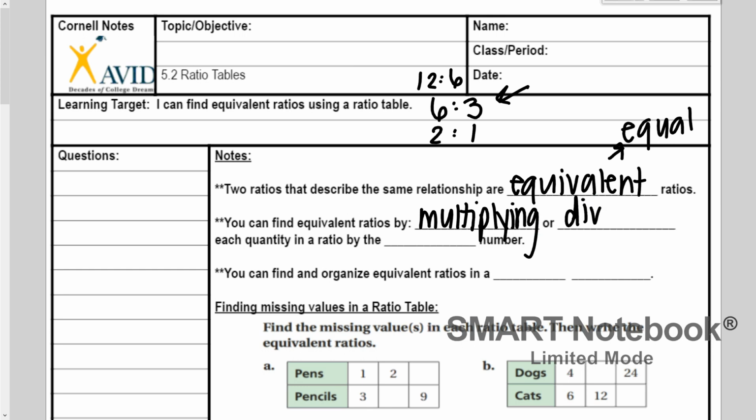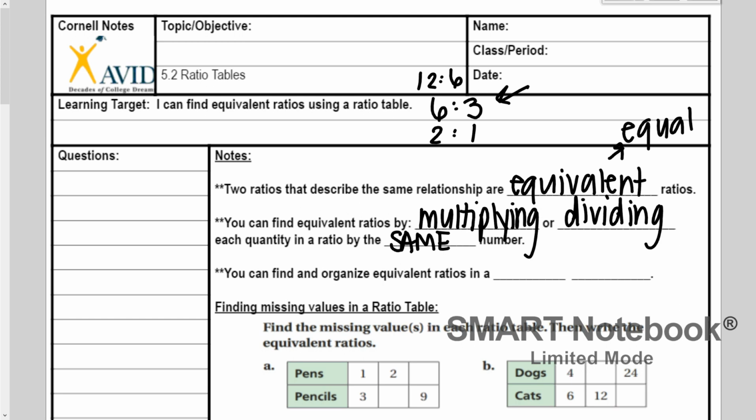So kind of like what I just did, you can find equivalent ratios by multiplying or dividing each number in the ratio by the same number. Now that's super important. Every time I did something to the 6, I did the same exact thing to the 3. I can't do times 2 to the 6 and then times 3 to the 9. That doesn't keep that ratio equal. It actually changes it. So that wouldn't be an equivalent ratio. It has to be by the same number.